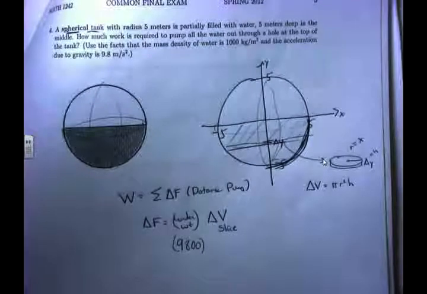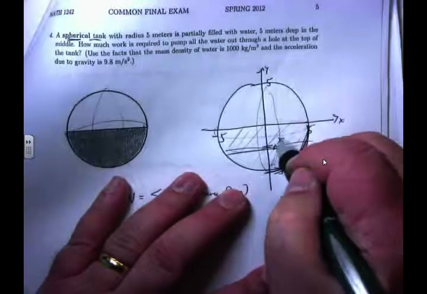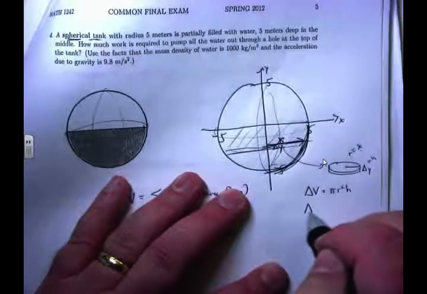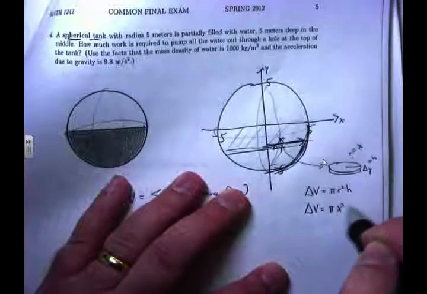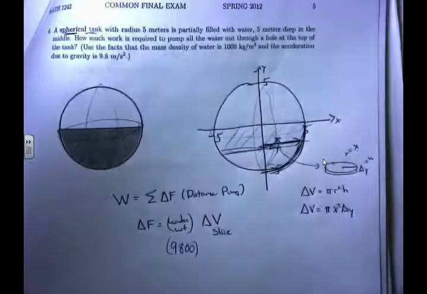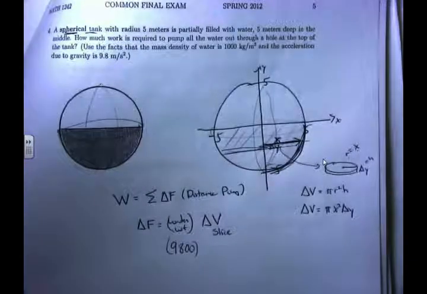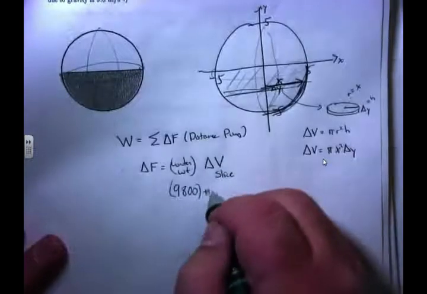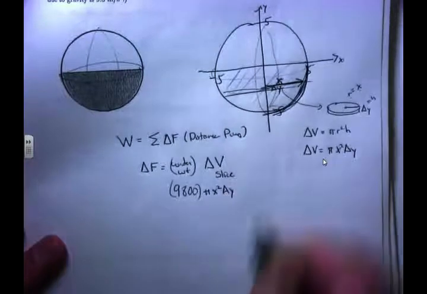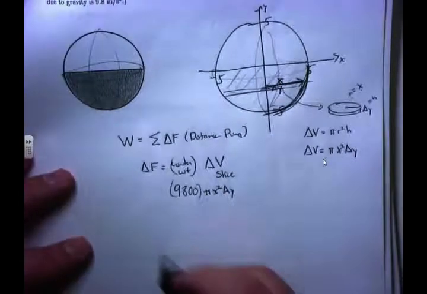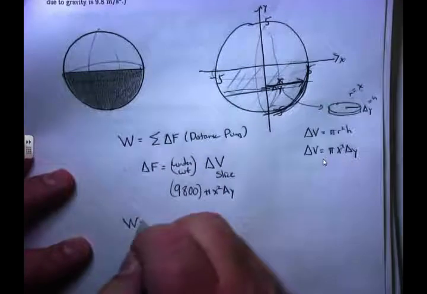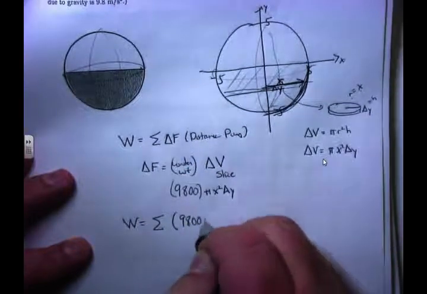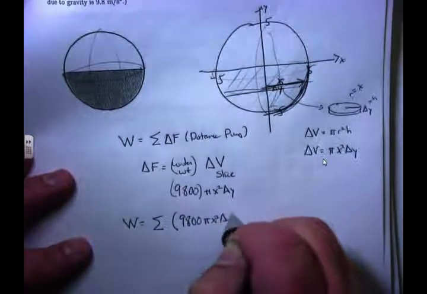And I'm moving away from the y-axis. So my radius, when I move away from the y-axis, is in the x direction. So the radius is equal to x, so my delta volume would be pi x squared times delta y, because it's a disk. So delta volume is equal to pi x squared delta y. Okay? So work, which is equal to the sum, the delta force we just got to be 9,800 pi x squared delta y.